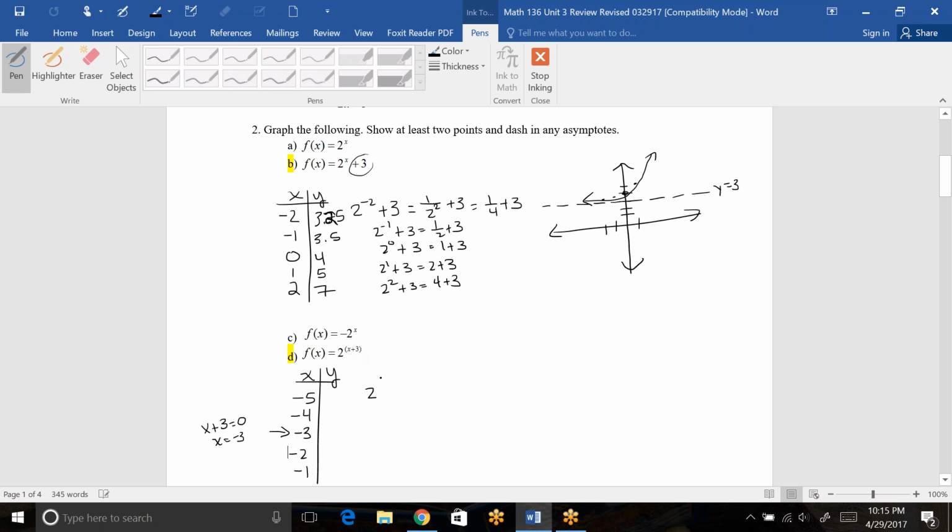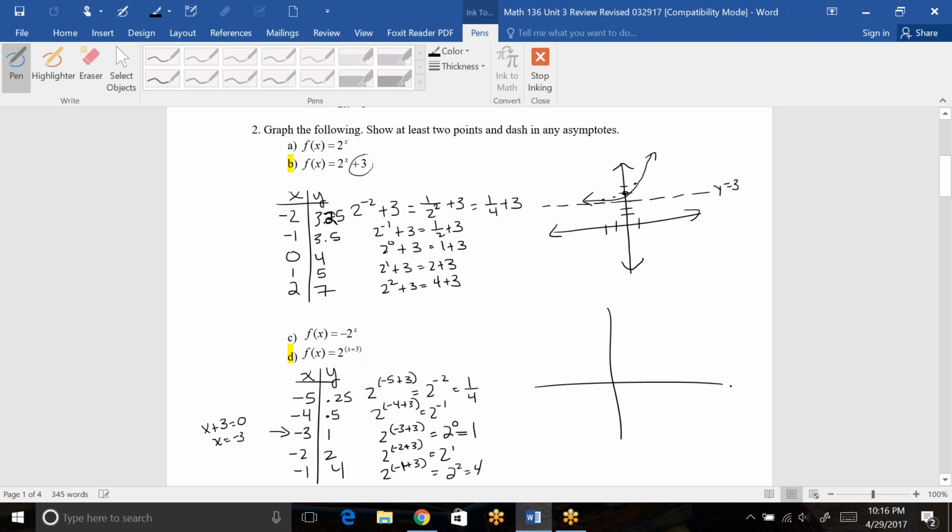So this would be 2 to the -5 plus 3, which is 2 to the -2, or 1 over 4, so that'd be 0.25. 2 to the -4 plus 3 is 2 to the -1, which is a half, or 0.5. 2 to the -3 plus 3, notice that forces it to be 2 to the 0. Anything to the 0 power is 1. 2 to the -2 plus 3 would be 2 to the 1st. And 2 to the -1 plus 3 would be 2 squared, which is 4.